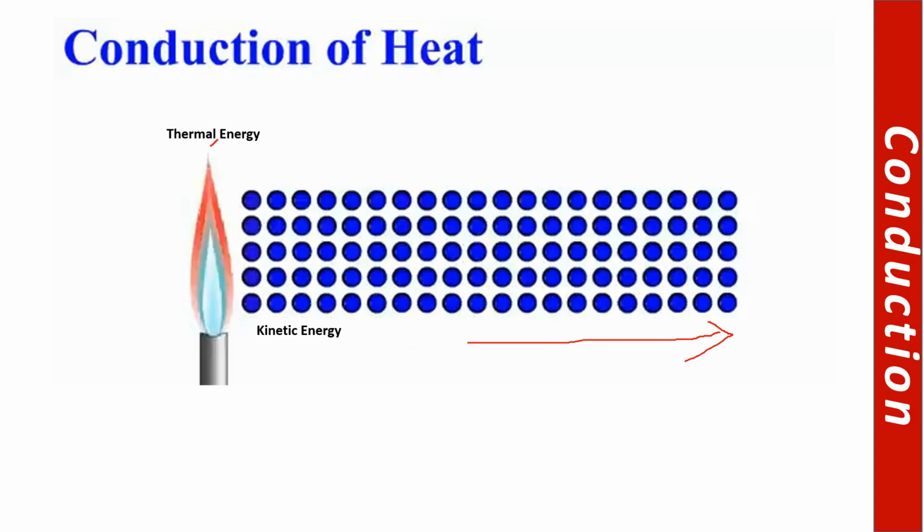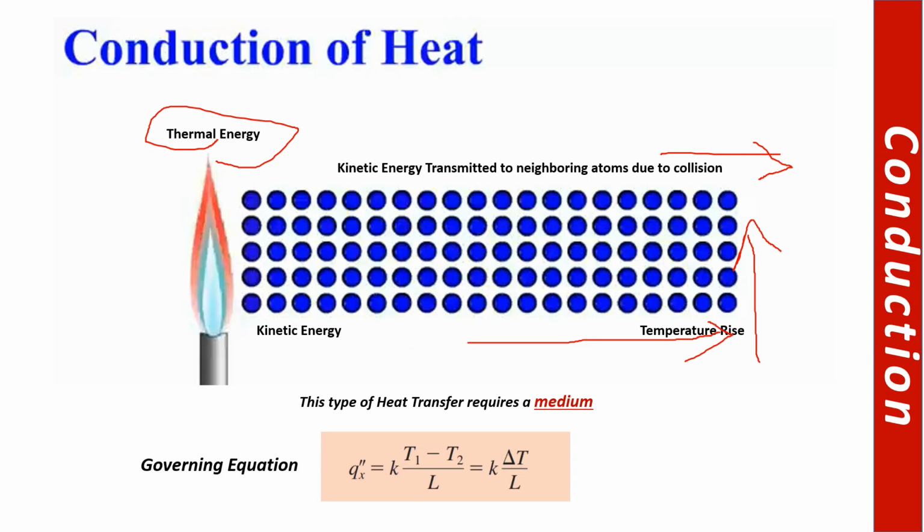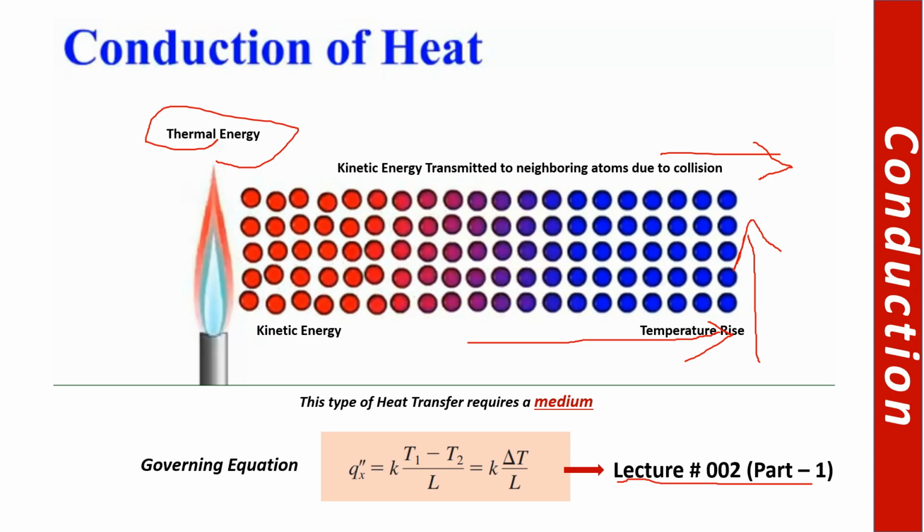Now, due to this collision, what's happening? The heat transfer is taking place from the higher energy region towards the lower energy region, and eventually there is a temperature rise at the other end as well. This type of heat transfer requires a medium, as we have already mentioned. The governing equation of conduction heat transfer is this, and we are going to discuss it in detail in lecture 2 part 1.